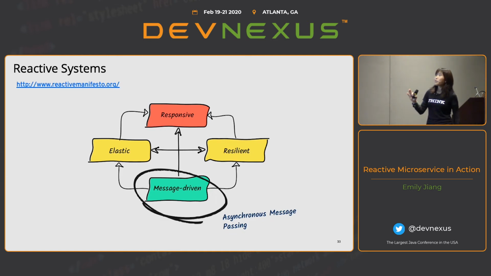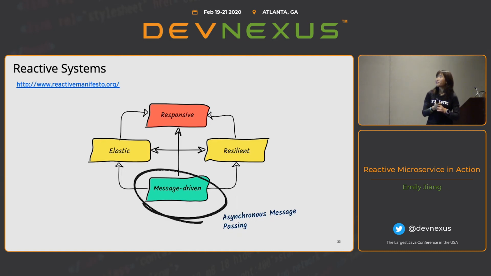When you build a reactive system, you need to know the reactive manifesto. Your system needs to be responsive, elastic, and resilient. The fourth category is that it needs to be message driven. The message driven aspect directly plugs into the asynchronous message passing aspect.